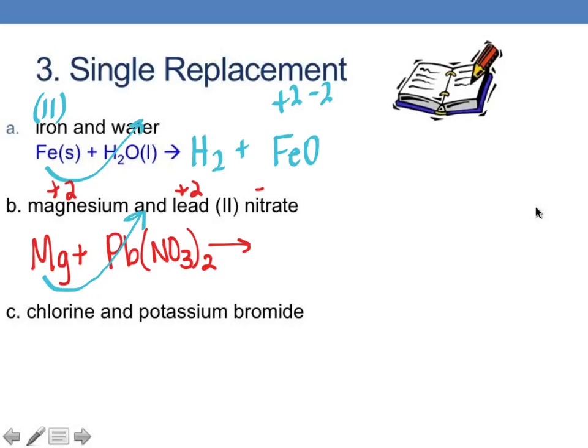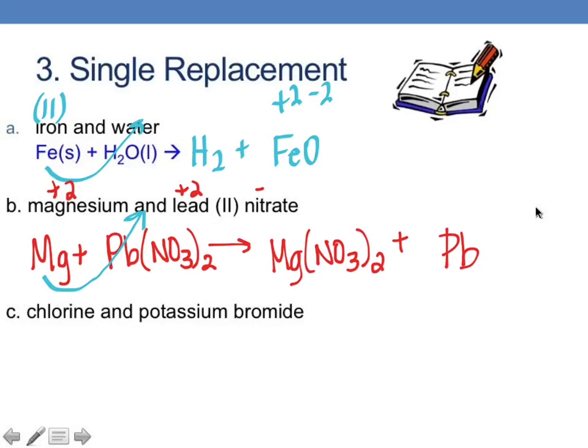Okay, so we said that magnesium's coming in and is going to hook up with nitrate, and we end up with MgNO3 2, and lead is left out there hanging by itself. Does it matter what order you do? Like, you have Pb and... No, it doesn't matter what order you put it in.